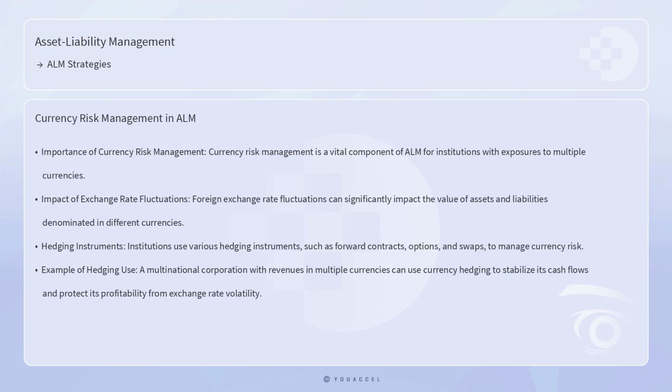Currency risk management is also a vital component of ALM for institutions with exposures to multiple currencies. Foreign exchange rate fluctuations can significantly impact the value of assets and liabilities denominated in different currencies. To manage currency risk, institutions use various hedging instruments, such as forward contracts, options, and swaps. These instruments allow institutions to lock in exchange rates or protect against adverse movements in currency values.